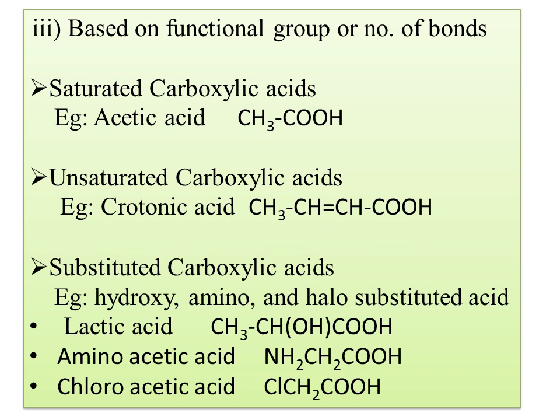And in substituted carboxylic acid, the substituent may be a hydroxyl group, amino group or halo group. Example, lactic acid: in lactic acid, the substituent is the OH group. In aminoacetic acid, the substituent is the NH2 group. In chloroacetic acid, the substituent is the Cl group.